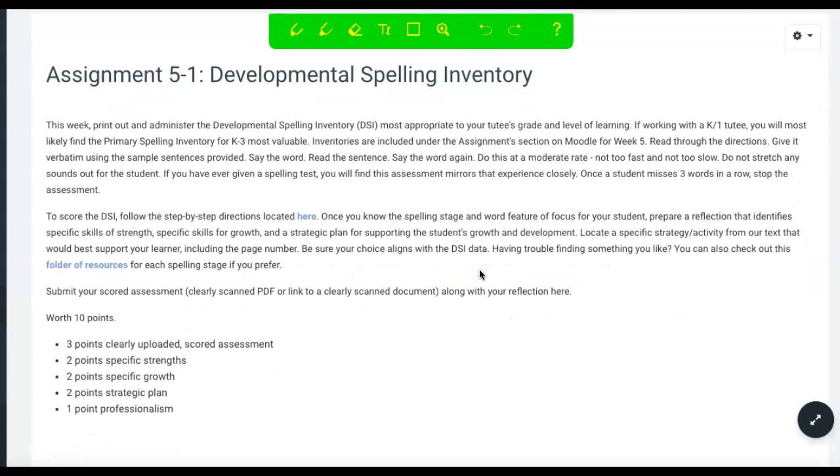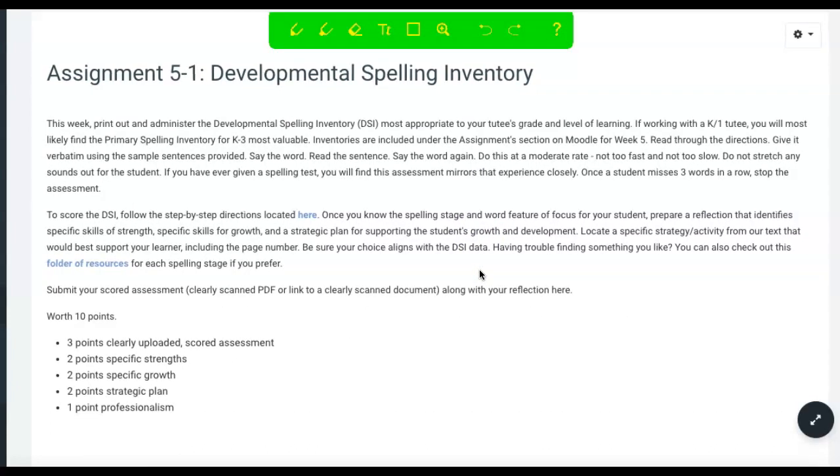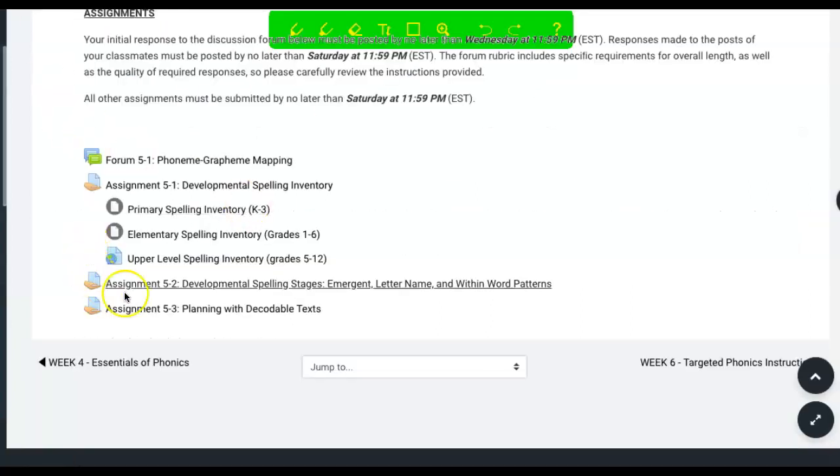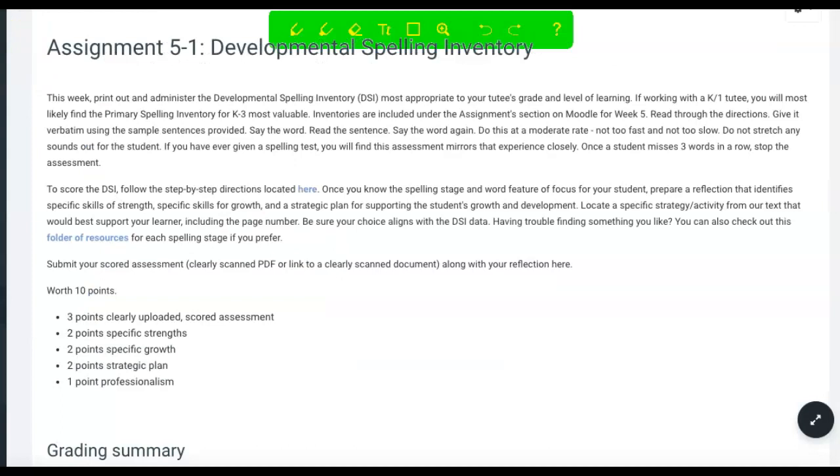Next is the developmental spelling inventory. Here are the spelling inventories and the appropriate grades for them. Before administering a developmental spelling inventory, I highly suggest you just read through the directions the first time without your student, so that you get a feel of the flow.